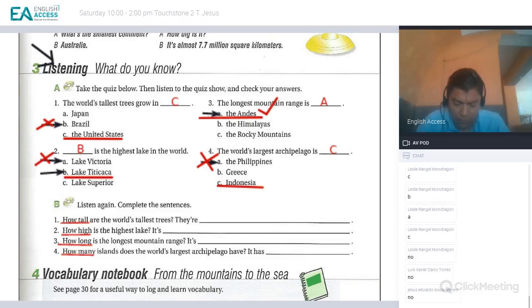What's the highest lake in the world? Let me think. Oh, I think it's Lake Titicaca, isn't it? That's right! Lake Titicaca in Peru is the highest lake. It's 3,812 meters high. You're doing great, Maria.